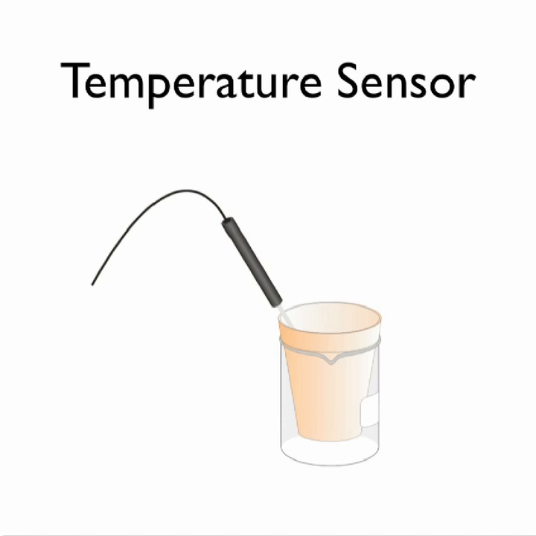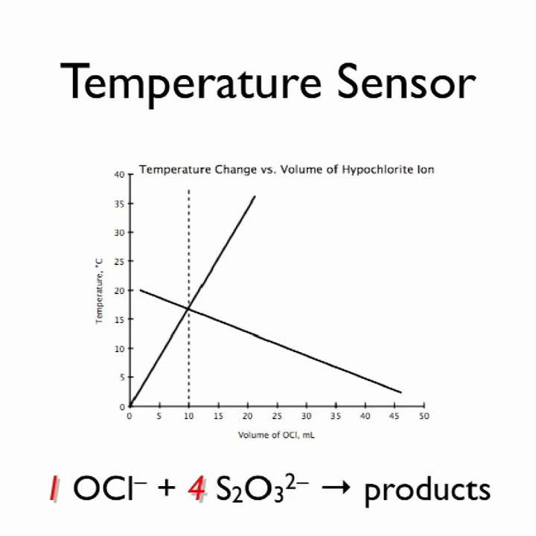Then you will graph on page 2 of your Logger Pro program the volume of sodium hypochlorite added and the temperature change for each of the reactions. A sample graph of what you should have is shown on this slide. This Logger Pro plot of temperature change for the individual reactions versus volume of sodium hypochlorite in this example shows that the optimum ratio of hypochlorite ion to thiosulfate ion is 1:4.